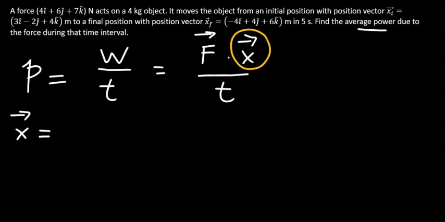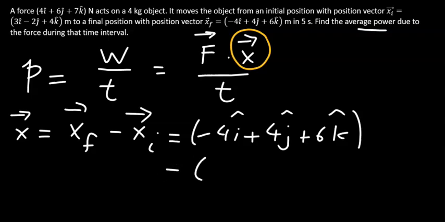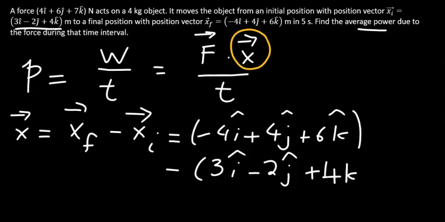Displacement is given by the final position vector minus the initial position vector. That's the definition of displacement. Now the final position vector is given to be minus 4i hat plus 4j hat plus 6k hat. Subtract the initial position vector, which is given by that expression, 3i hat minus 2j hat plus 4k hat. So when you subtract this vector from that, you get the following.